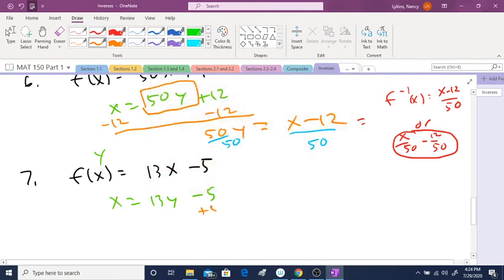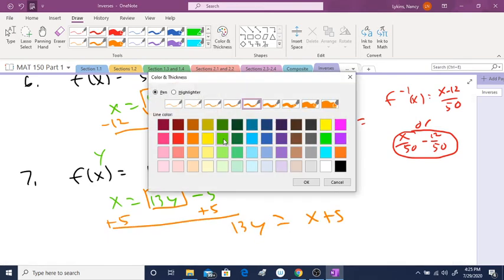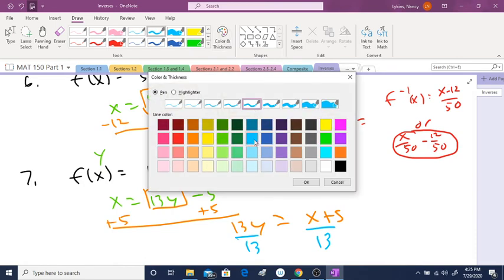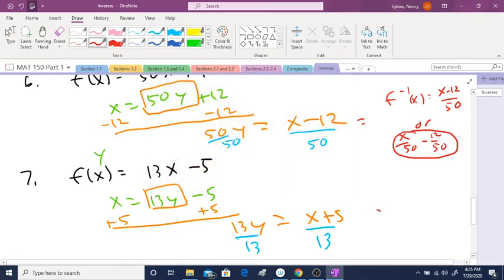I'm going to add 5 to both sides because I'm protecting the 13y. So 13y equals x plus 5. And finally, divide by 13. And I'm going to just leave it like that.